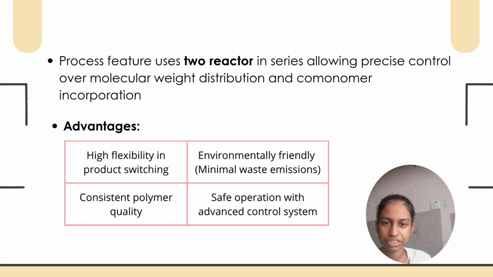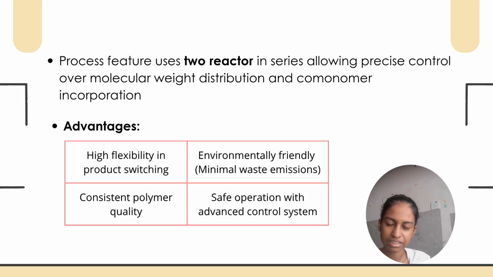The process feature uses two reactors in series, allowing precise control over molecular weight distribution and co-monomer incorporation, such as in polypropylene. The first reactor makes the polypropylene homopolymer, which gives strength and stiffness. The second reactor introduces ethylene or other co-monomers to form impact or random copolymer.